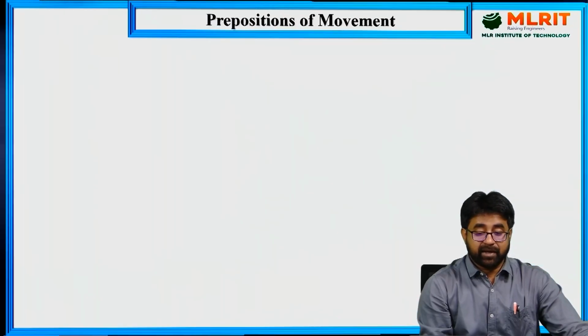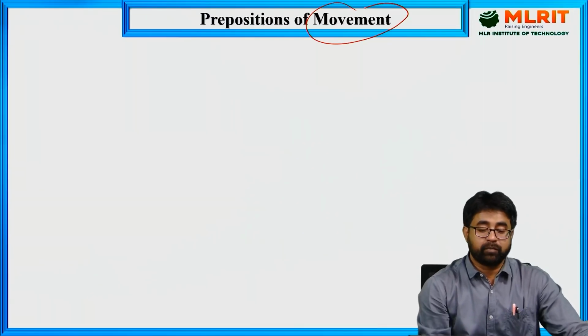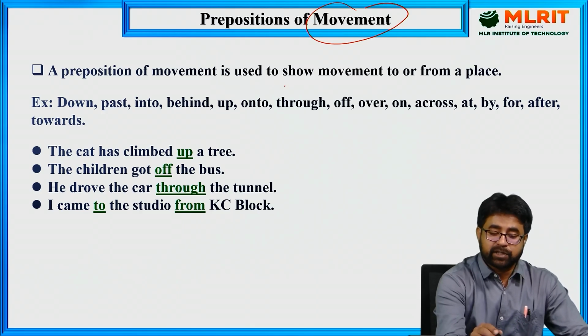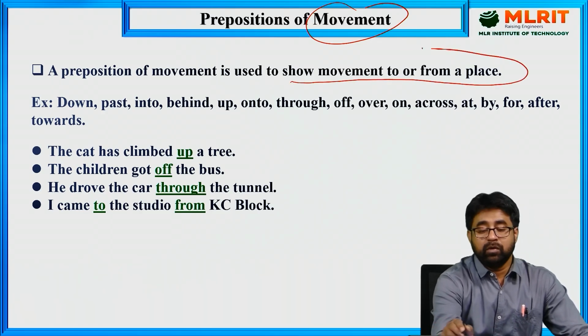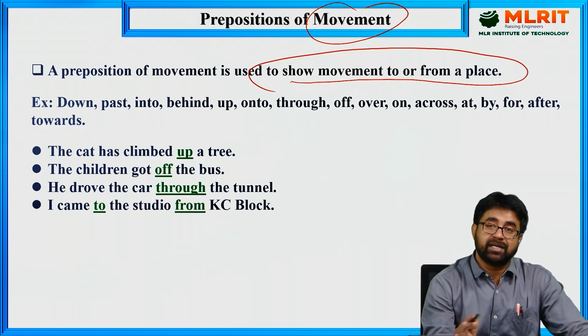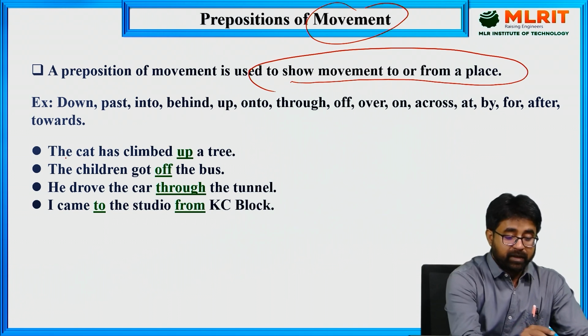Now the next category, prepositions of movement. Again, from the name itself you can understand. So what is a preposition of movement? Prepositions of movement are used to show movement to or from a place. So it indicates a kind of movement. When we are talking about the relationship, the relationship would be in terms of movement. You can see here, these are the examples.